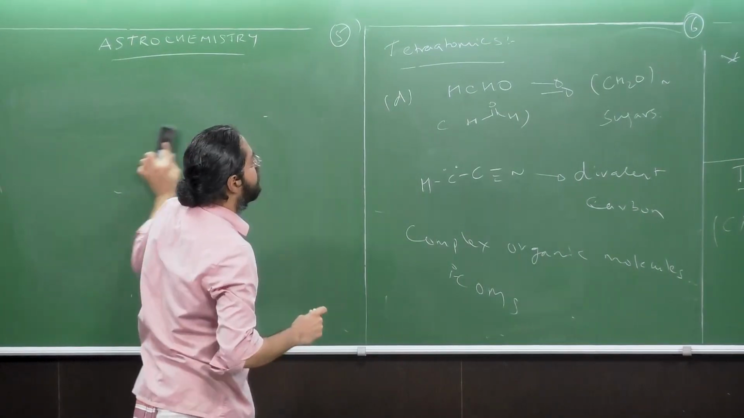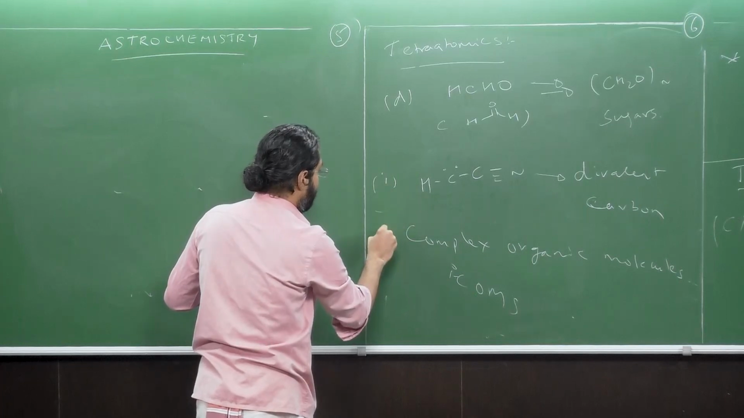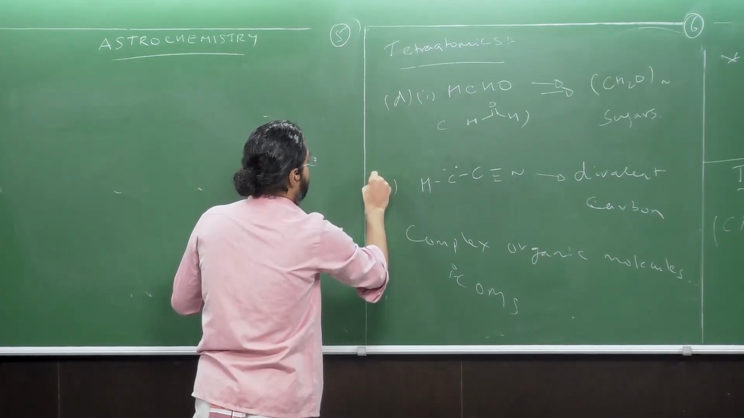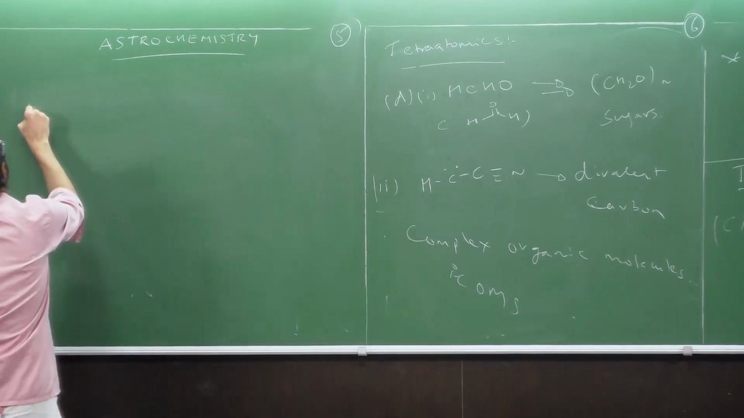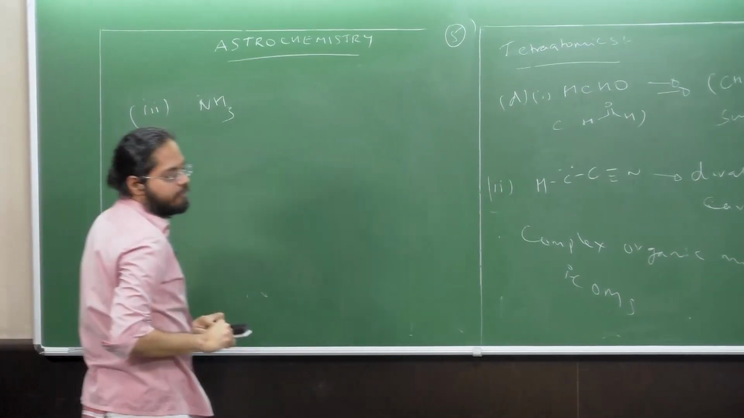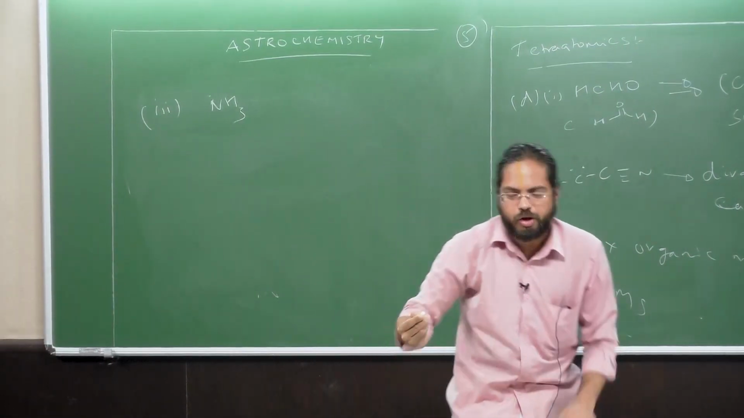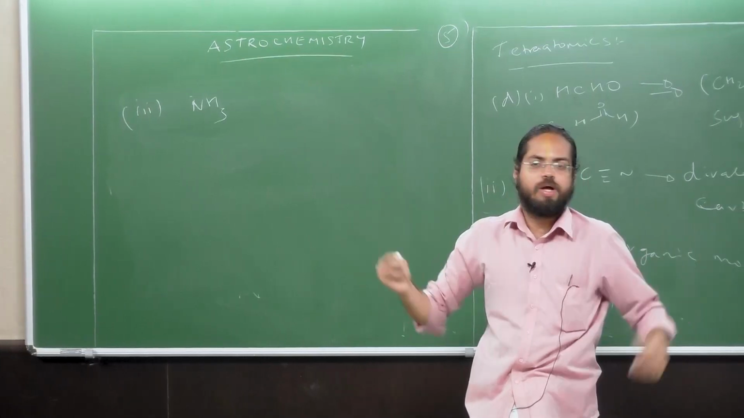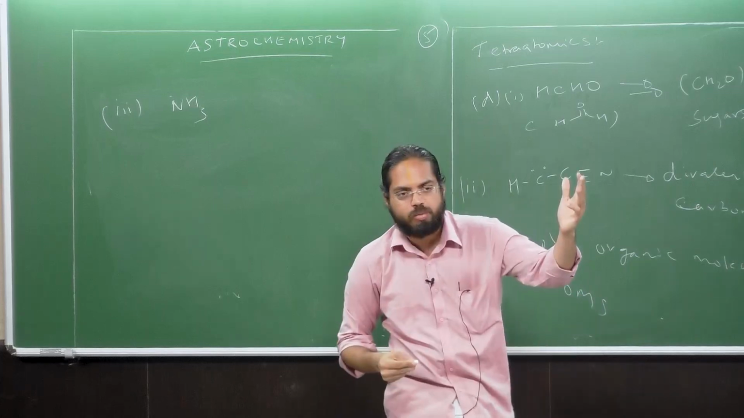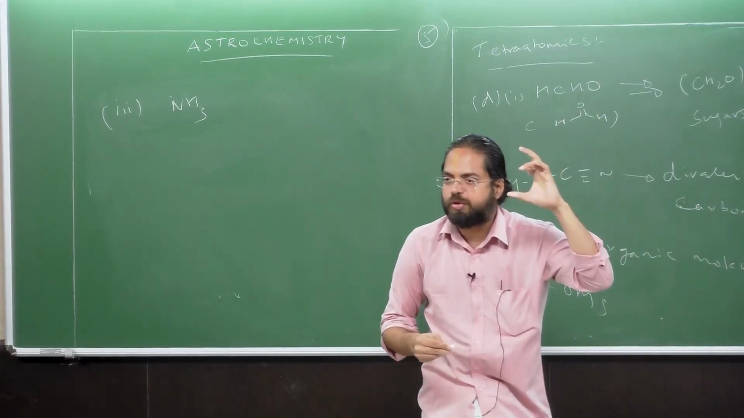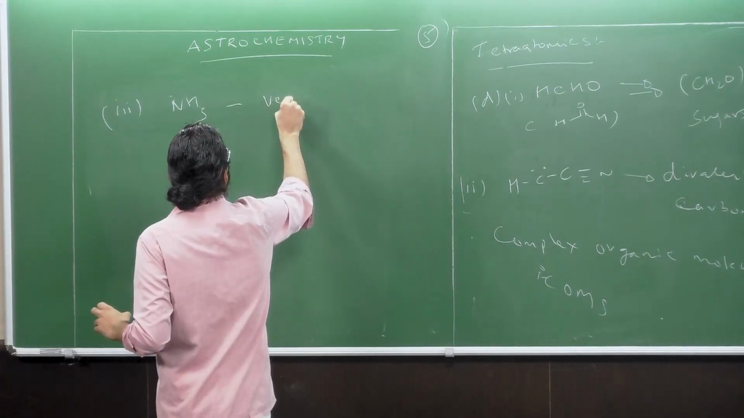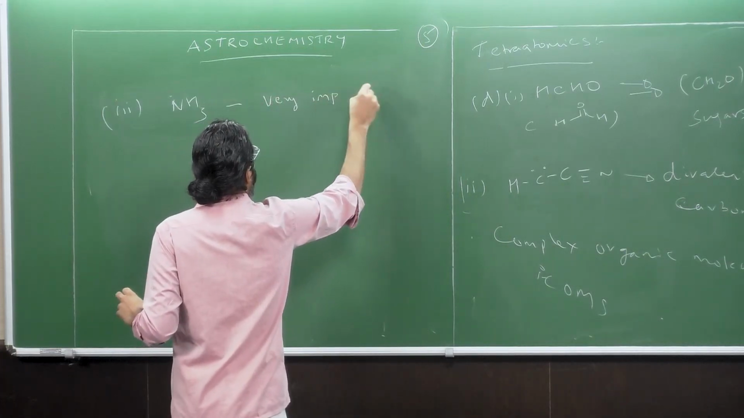The next tetraatomic molecule is going to be... this was one, this was two. The next one is ammonia. Now, ammonia is a very simple molecule, right? It's a simple, beautiful, elegant molecule. Everyone encounters it in their 10th or 11th standard. In the standard VSEPR model, you want to study its structure and so on and so forth, right? Now, ammonia, it turns out, is a very important molecule in the ISM.